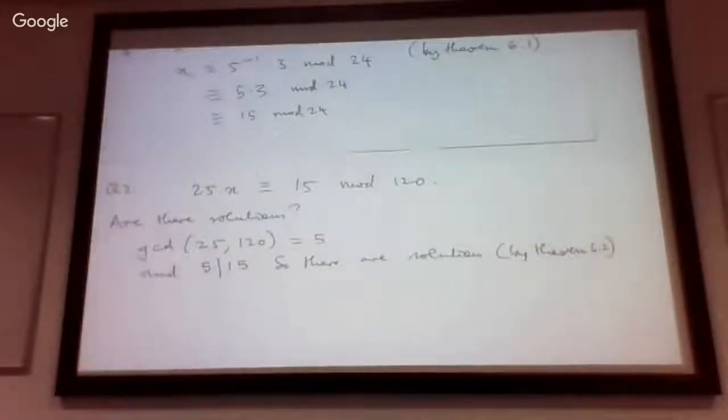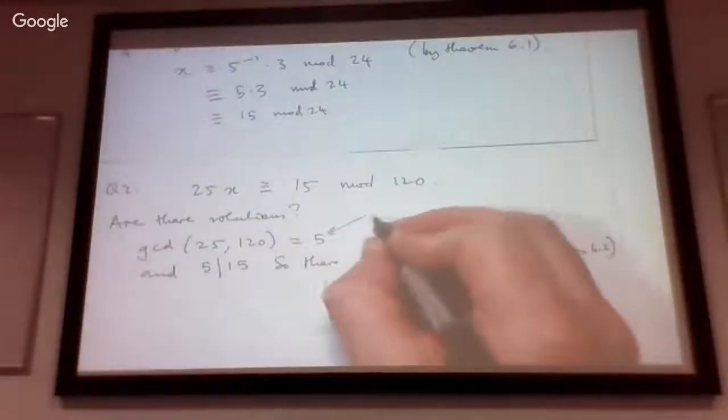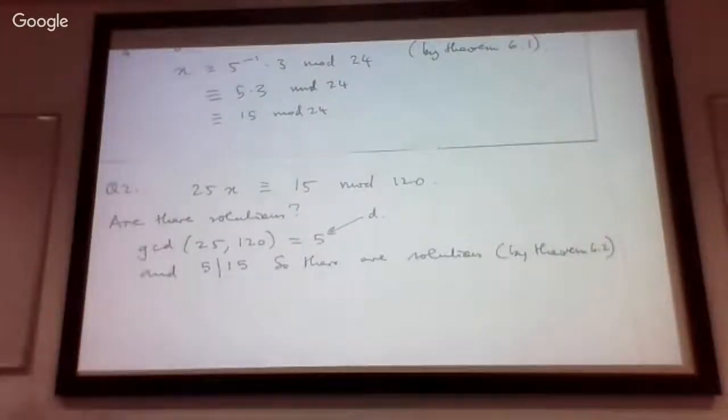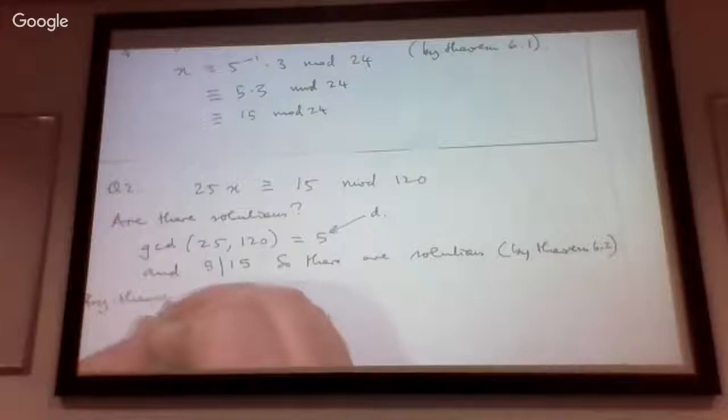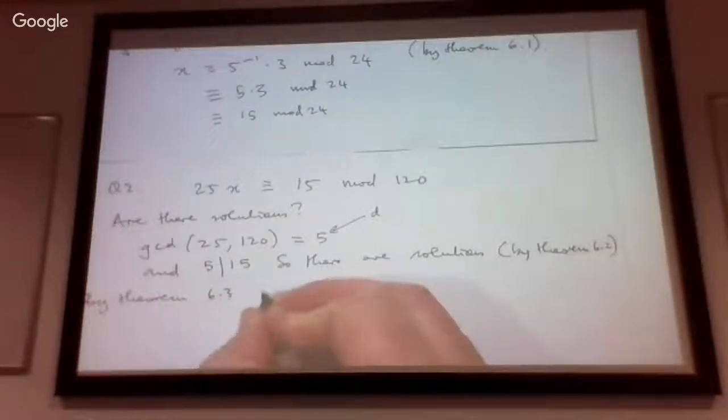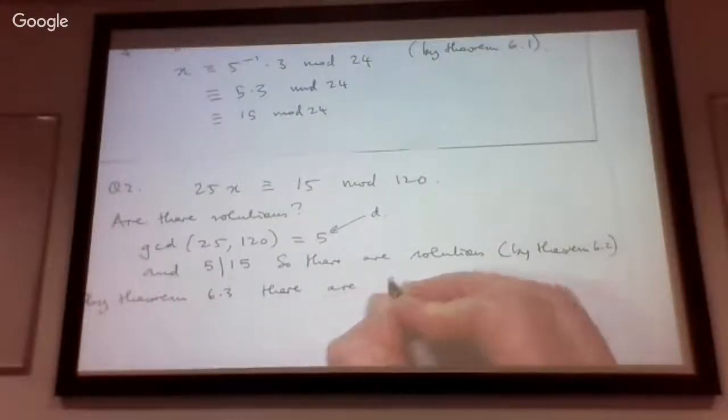How many of them are there? There are 5. That 5 is our D that we mentioned, the greatest common divisor of A and N. So by Theorem 6.3, there are 5 such solutions.